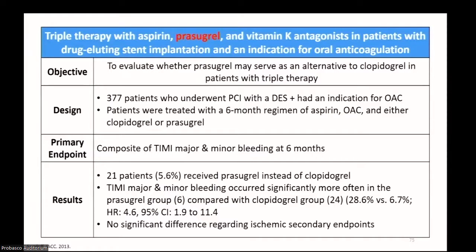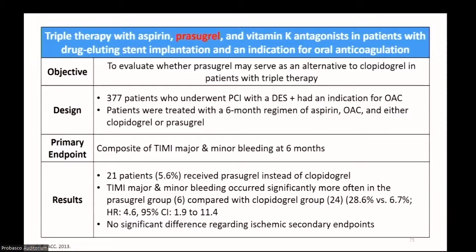So concerning prasugrel, there was this 2013 trial. And the purpose of the trial was to evaluate whether prasugrel may serve as an alternative to clopidogrel in patients with triple therapy. So it was a small trial, just under 400 patients who underwent PCI with a drug-eluting stent and also had an indication for oral anticoagulation. And they were treated with a 6-month regimen of aspirin, oral anticoagulation, and either clopidogrel or prasugrel. Primary endpoint, major or minor bleeding.